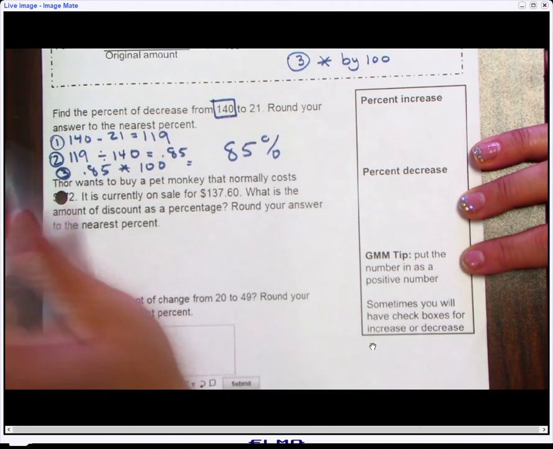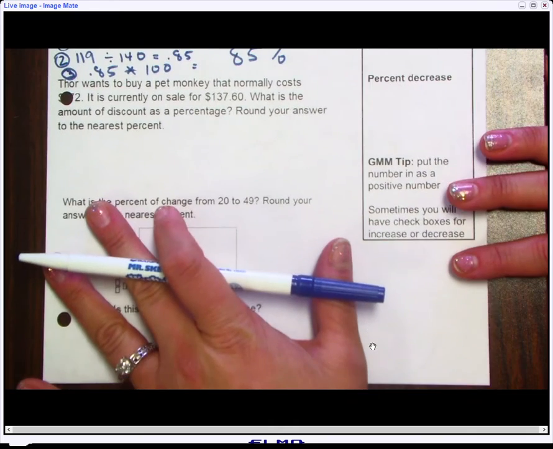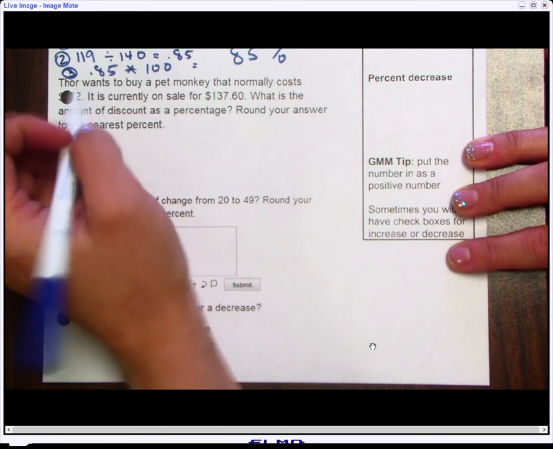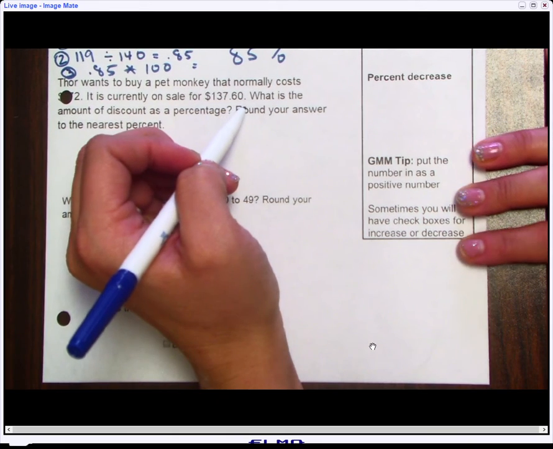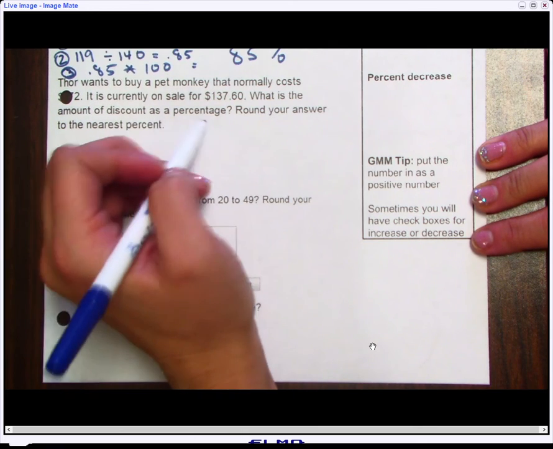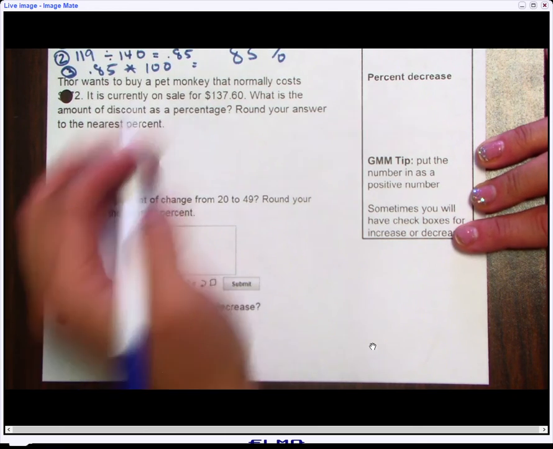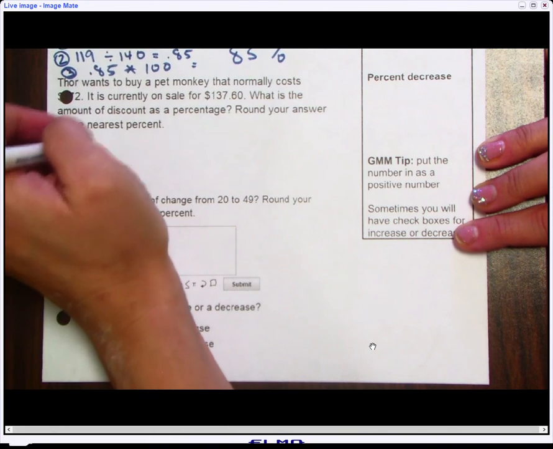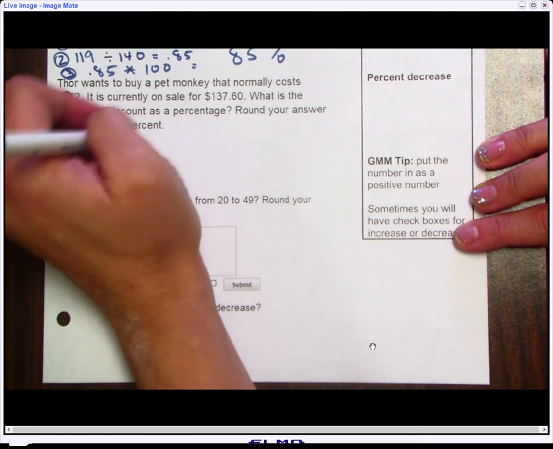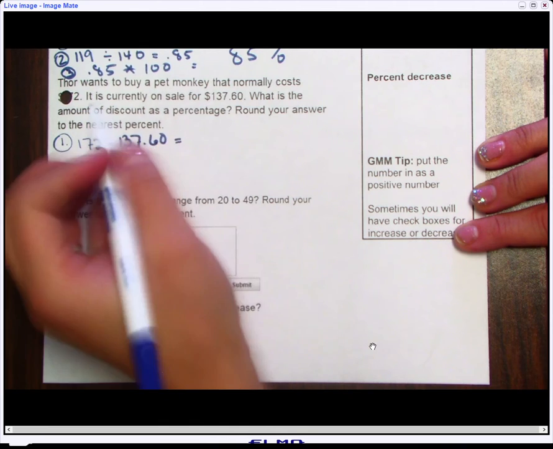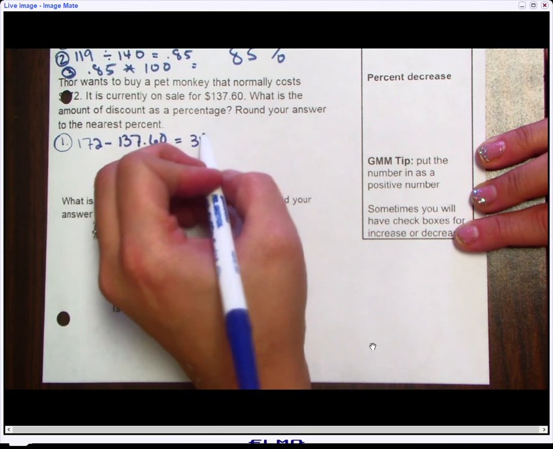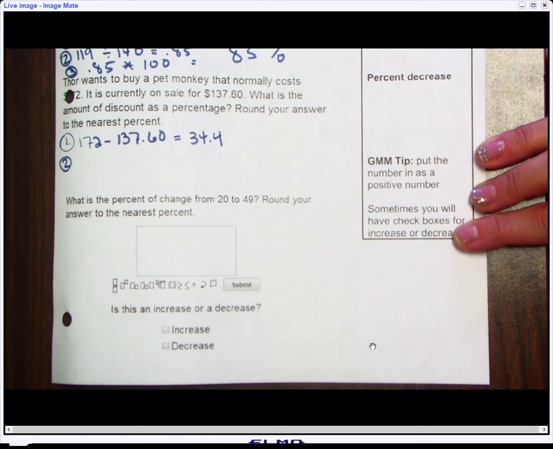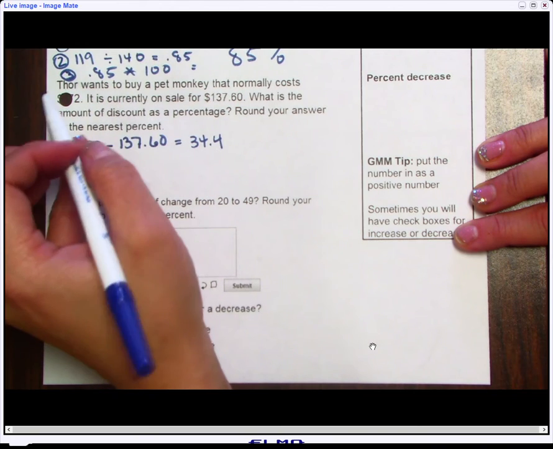Okay, so let's look down at this next problem. Thor wants to buy a pet monkey that normally costs $172. It's currently on sale for $137.60. What is the amount of discount as a percentage? Round your answer to the nearest percent. Okay, so I need my steps. Step 1 is to take 172 minus 137.60. It's 34.4. Step 2 is to divide that by the original number, and that's the 172.